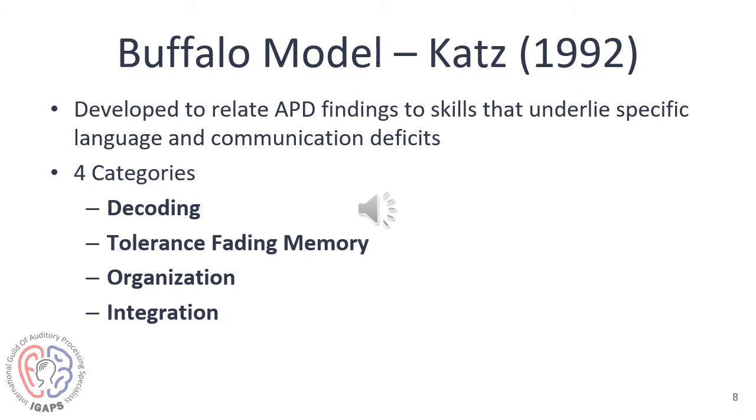The Buffalo model utilizes 4 categories. The categories help to organize test findings, to explain APD more easily to others, and to develop a therapy program and to implement other interventions and/or accommodations.